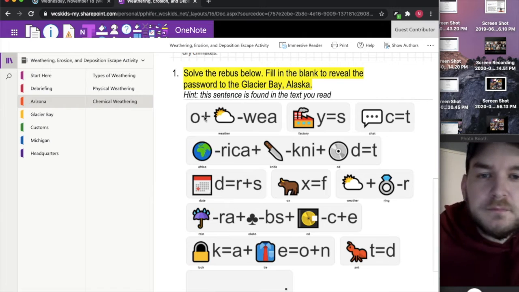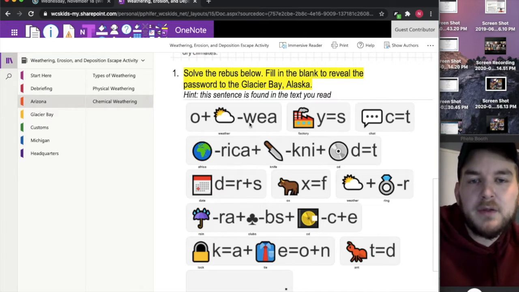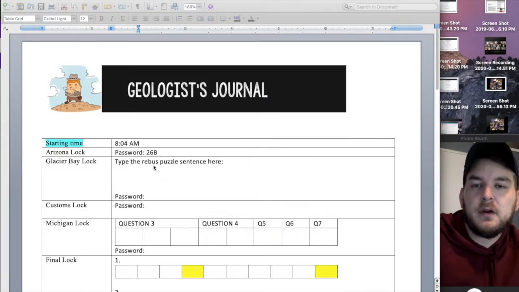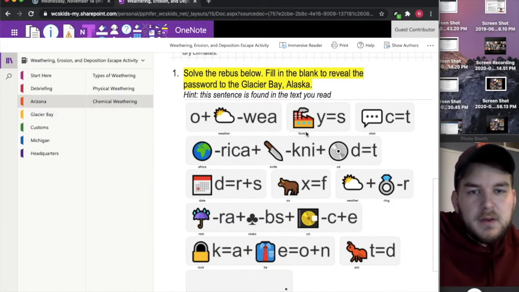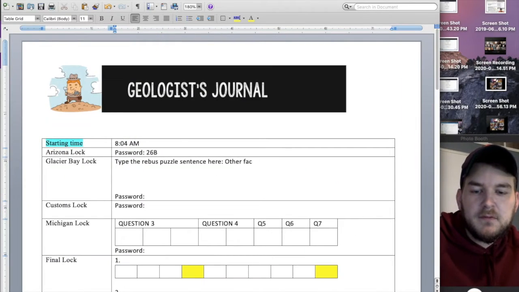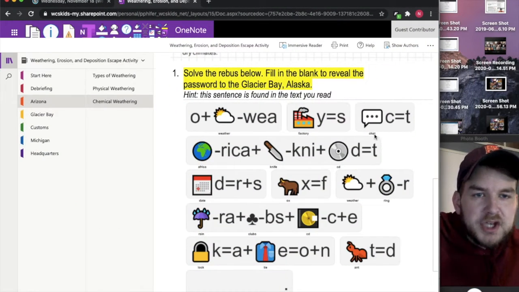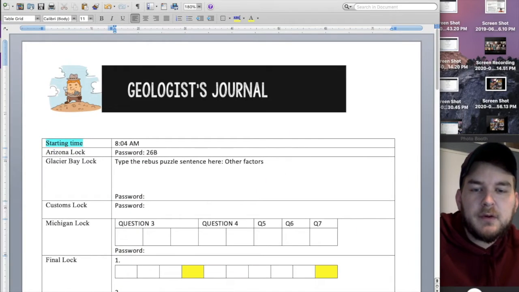So, this first word, they have the word weather minus WEA plus the letter O at the beginning. That is other. The next word is factory, but the Y equals S. That means it is factors. Okay, the word chat, but now the C turned into a T. That is the word that. Whoops, not tat, but that.